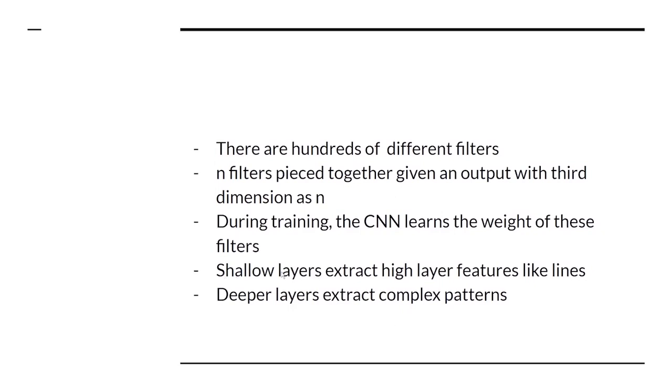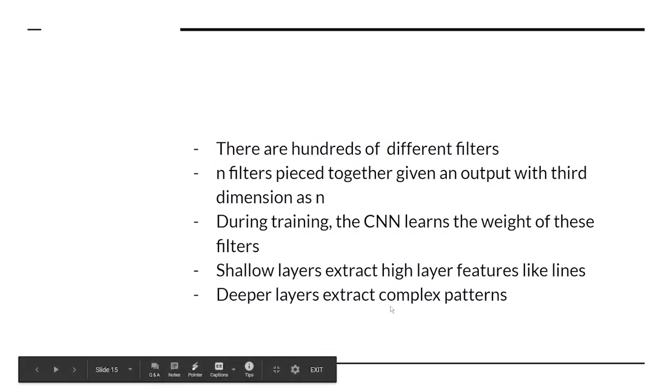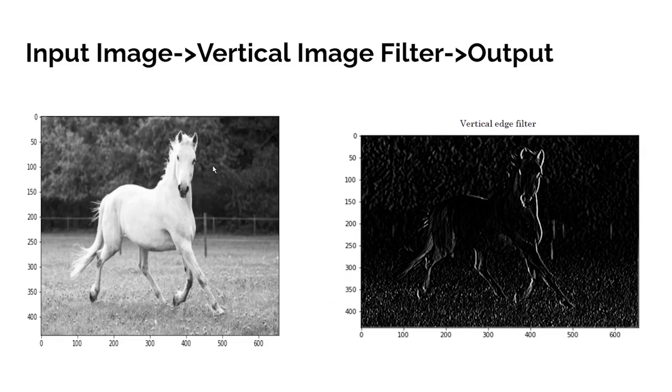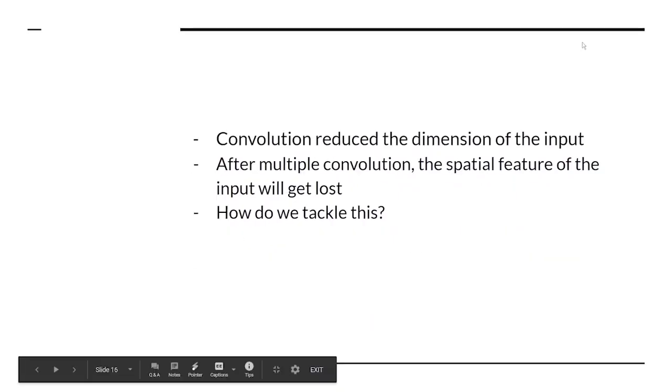In the initial layers, the CNN extracts low-level features like lines: horizontal, vertical, or diagonal lines. As we go deeper into the CNN, it is able to find more complex shapes. So in this example, these vertical filters are present in the initial layers of the CNN. In the deeper layers, the CNN would be able to notice the shape of the nose of the horse, the shape of the eyes of the horse, and the shape of the ears. This would help a CNN to differentiate this image of a horse from the image of a cat.